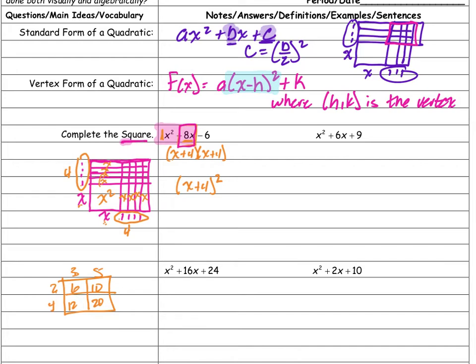This a tells me how many squares I have. Well, how many x squares do I have? My formula tells me I have how many x squares? My equation tells me how many x squares do I have? So how many x squareds do I have right here?